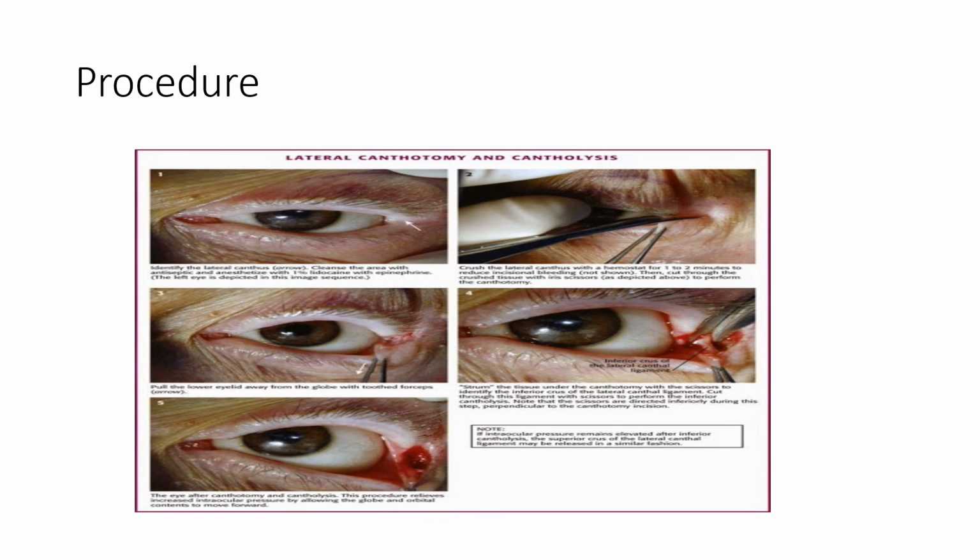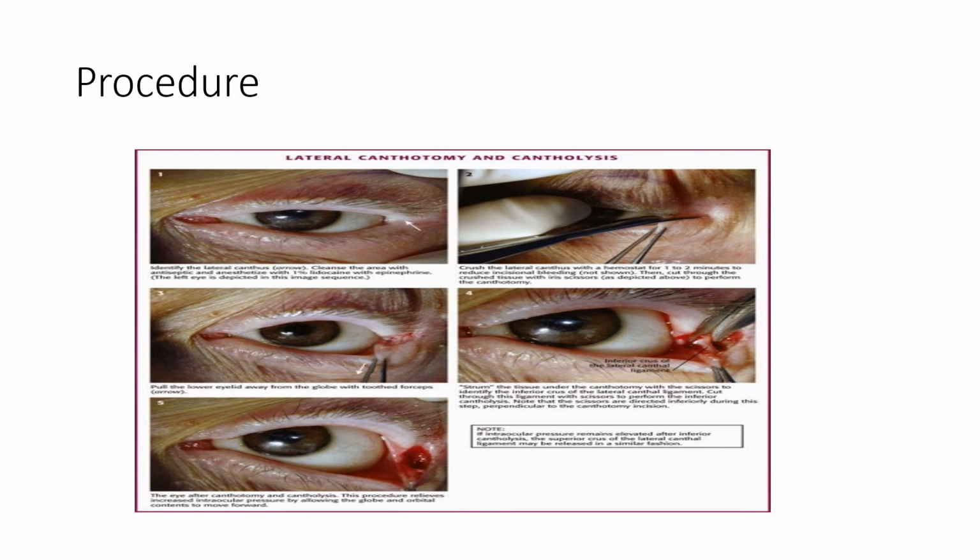So after cutting the inferior lateral canthal ligament, we can see that the lower lid will be moving freely. Then after the procedure, we should check for symptomatic improvement. And second, check the IOP. Usually the symptoms will resolve by 10 to 15 minutes.